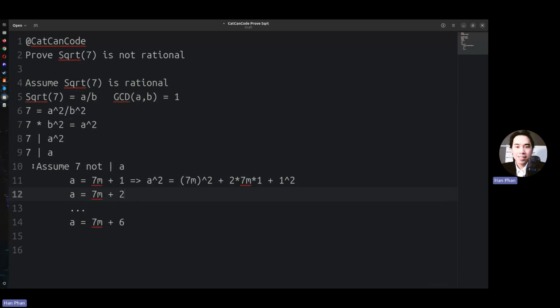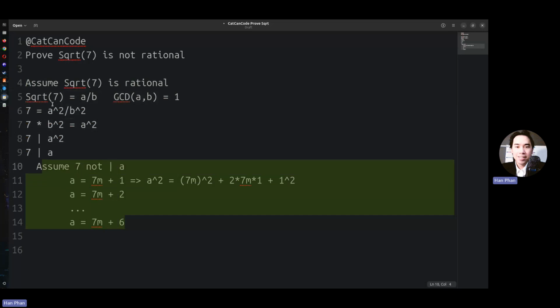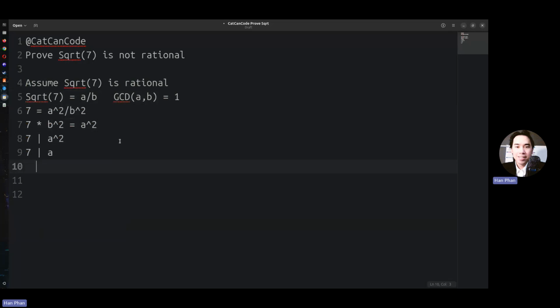Overall, our assumption that 7 is not dividing a is wrong, which means 7 is dividing a, because of the mini proof by contradiction here inside the main proof by contradiction over there. All right, so now we have established that with either method we can prove that 7 divides a. Therefore, a can be written as 7 times m.